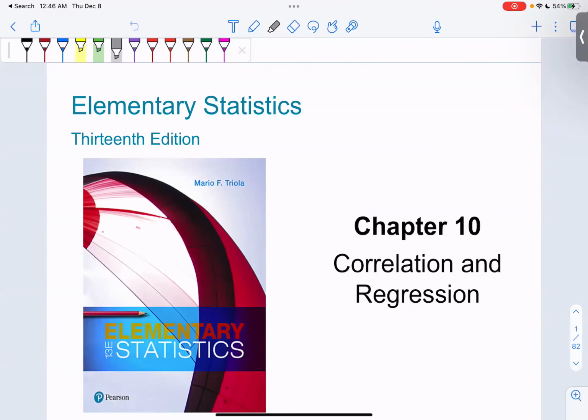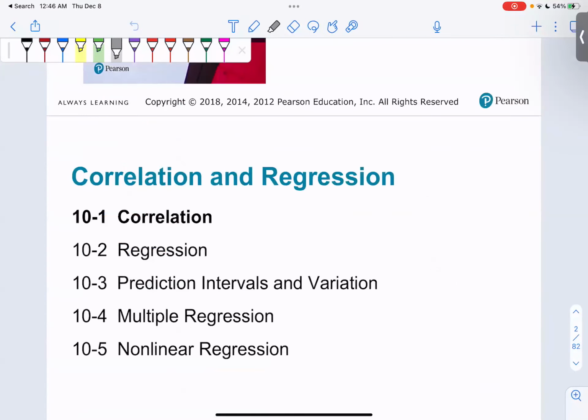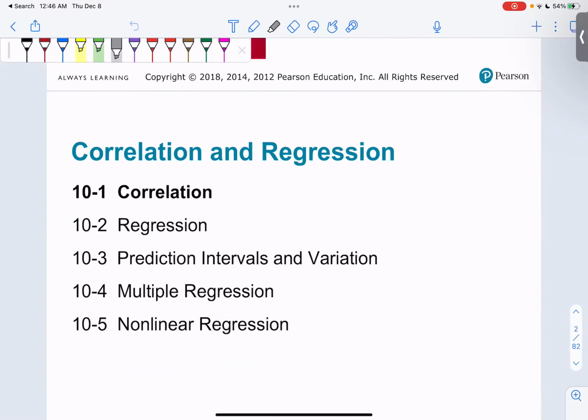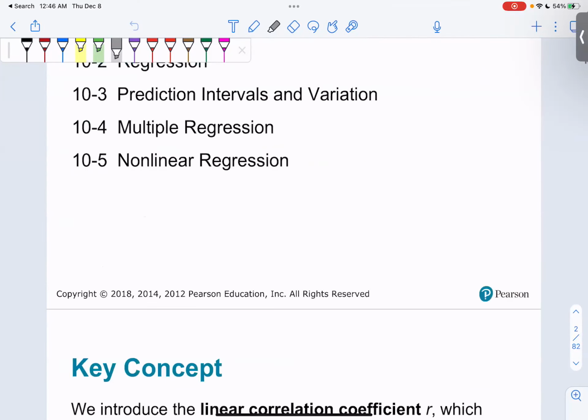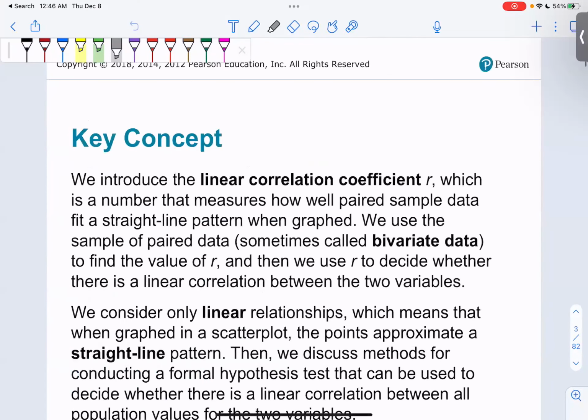Okay, now we will start chapter 10. So the first thing we want to do, so we already studied correlation and regression in chapter 2, but in this chapter, we will learn how to apply correlation and regression. So we will have 10.1, which is correlation, and then 10.2 is how to apply regression.